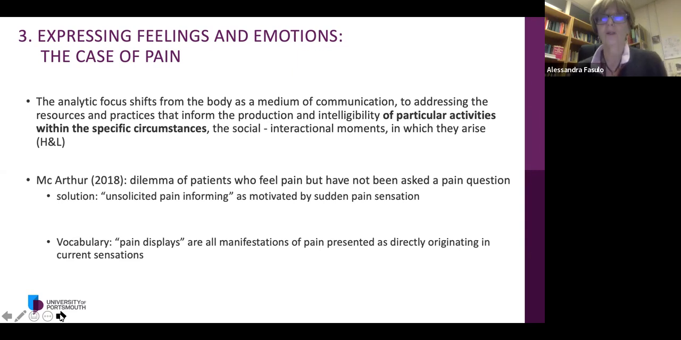So what's the solution, according to MacArthur? That the patient would produce an unsolicited pain informing, but he or she would produce it as motivated by a sudden pain sensation. And we'll see it in a moment, but just to say that we use the term pain displays for any manifestation of pain that is presented as just originating in the current sensation. So the idea that pain can be a spillover is something that is actively manipulated, or can be anyway.